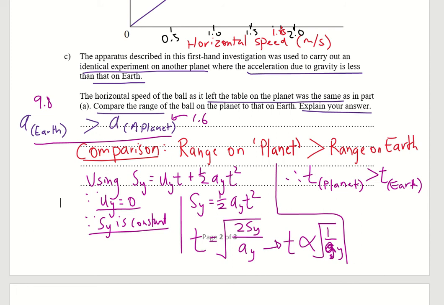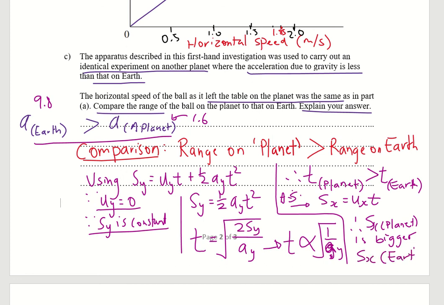So because the trip time of the planet is bigger than the trip time for Earth, therefore, according to this equation, the displacement on the planet is bigger, or longer, you could say, than the displacement on Earth. And that's how you do it.